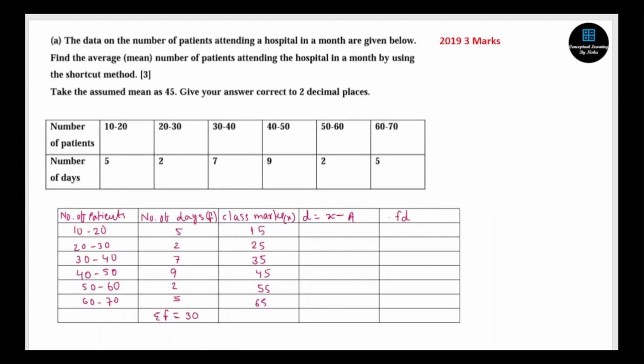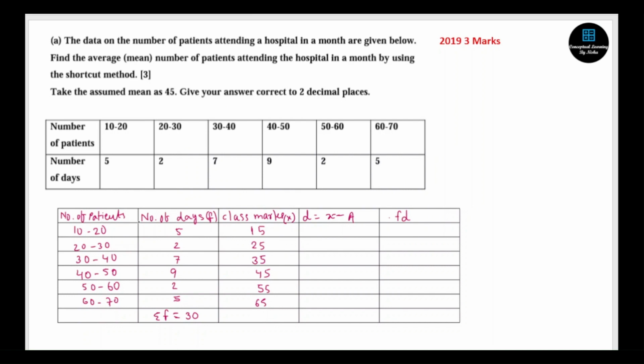Now this is a 3 marker question. The data is given for the number of patients attending the hospital in a month. By using the shortcut method, you have to find the average number, right? So what do we have to do? We have to prepare a table for the shortcut method.